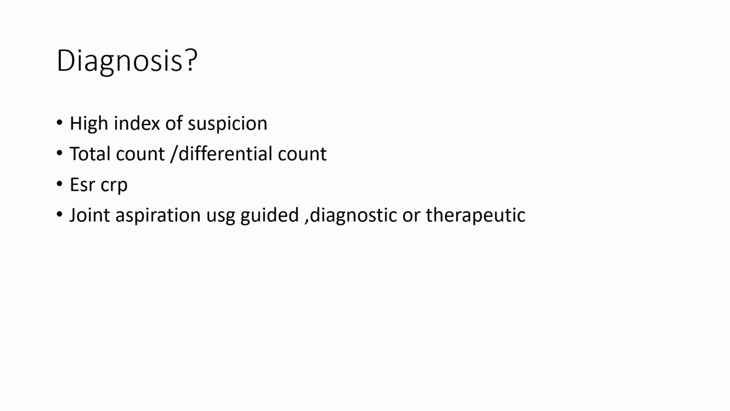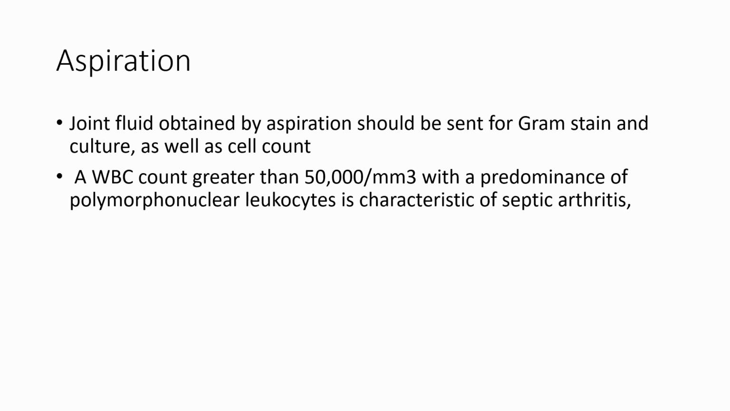So for diagnosis, we have to keep a high index of suspicion and get other counts like total count, differential count, ESR, CRP, which is usually raised. Joint aspiration should be done using ultrasound, which acts as both diagnostic and therapeutic. Joint fluid obtained by aspiration should be sent for gram stain and culture as well as cell count. A WBC count greater than 50,000 with a predominance of polymorphonuclear leukocytes is characteristic of septic arthritis.